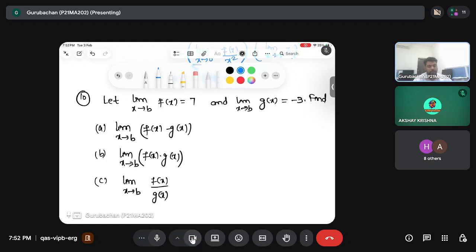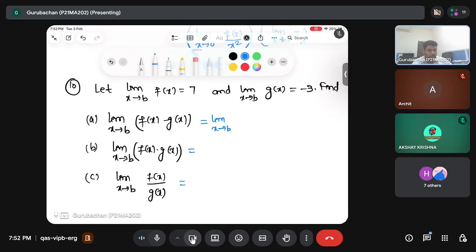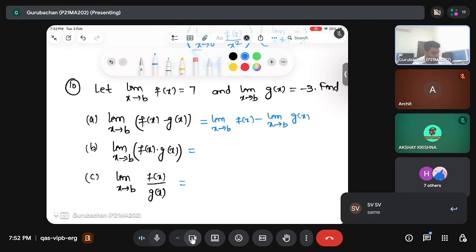What are the answers? First one, 10, sir. Second one? Negative 21. Third one? Negative 7/3. Okay. So limit x tends to b, this will be f(x) minus limit x tends to b g(x), and this is happening because both the limits are existing. So it will be 7 minus minus 3, this will be 10.